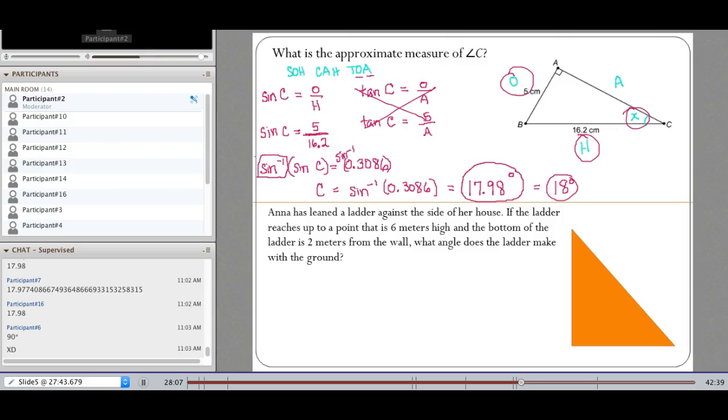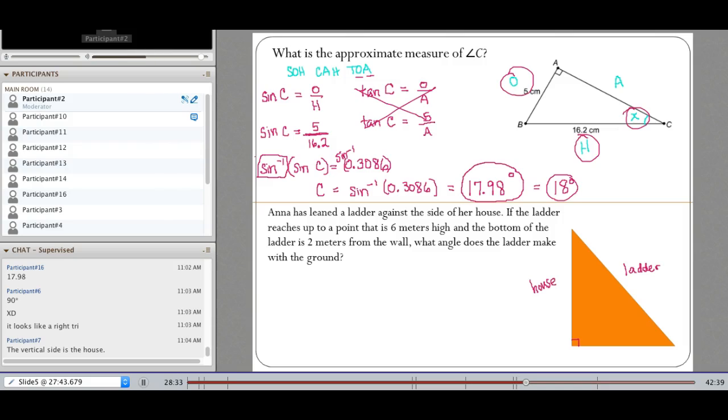So think about this triangle. It says Anna has leaned a ladder against the side of her house. So think about what side of the triangle would represent what. The ladder is leaning against the side of her house, so this side is the ladder. Yes, Delia, and it is a right triangle. So here's your ladder over here. Good. The vertical side has to be the house. The ladder is leaning up against the house. What's the bottom side representing? Yeah, the ground. Excellent. So there's our three things.